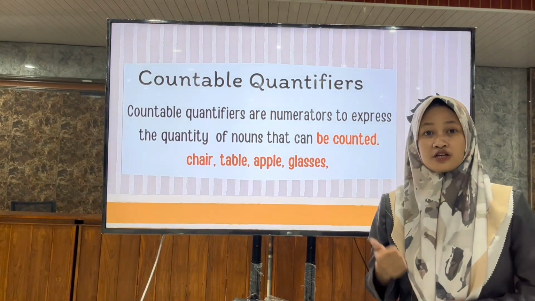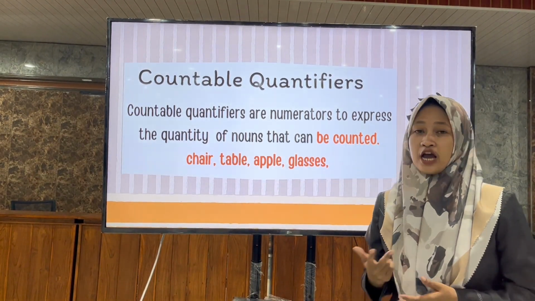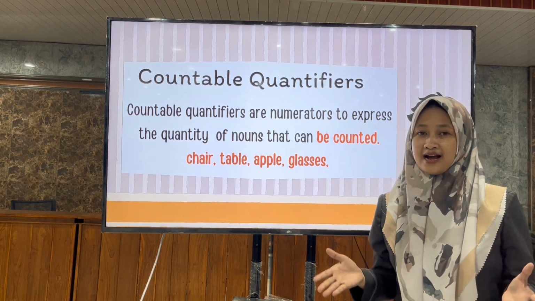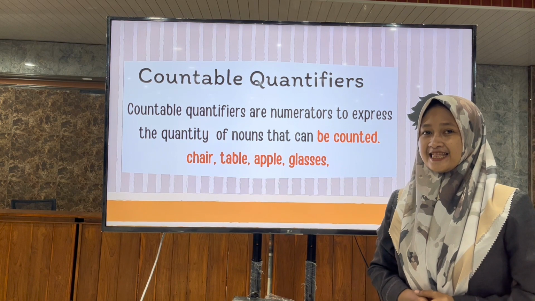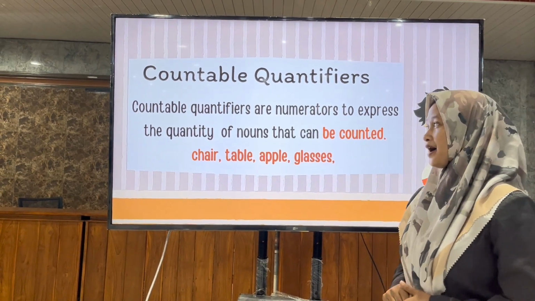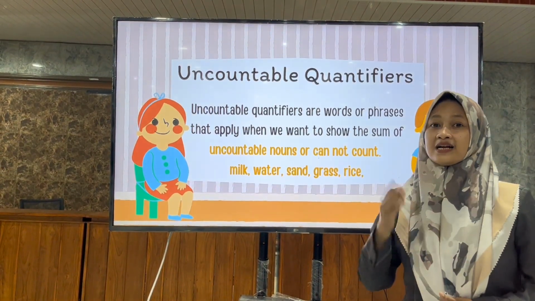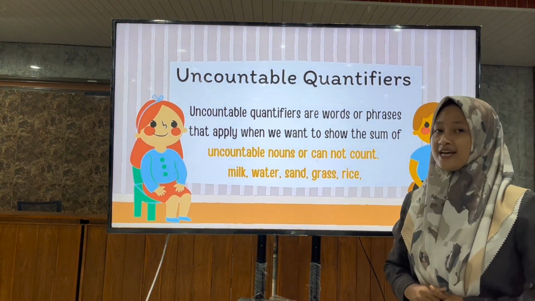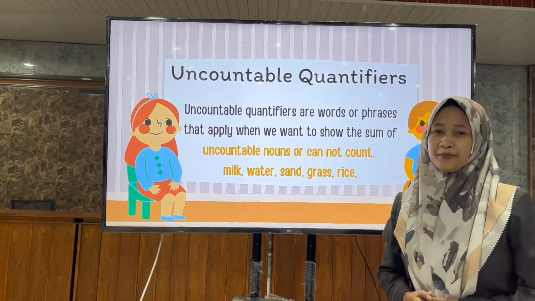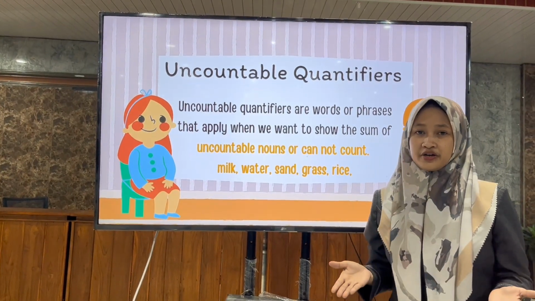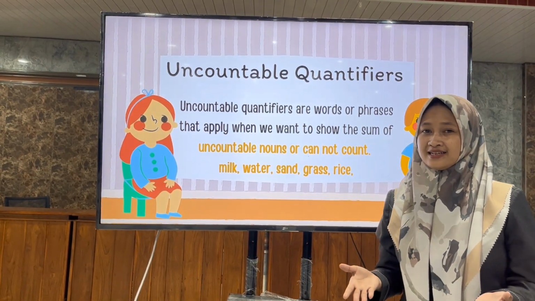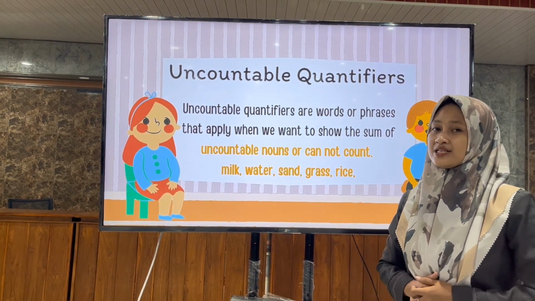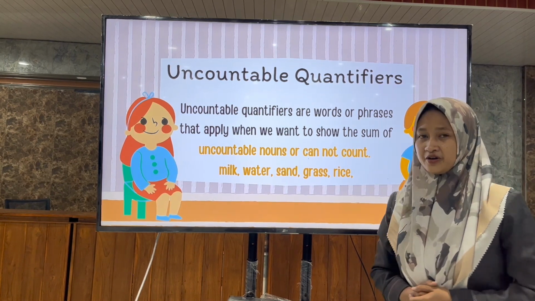For example, glasses, chair, table. What else? Laptop, handphone, etc. And then the second is uncountable quantifiers. They are for uncountable nouns, or nouns that cannot be counted. For example, milk, water, oil, what else? Sugar, that's right, etc. And the last one is mixed quantifiers.